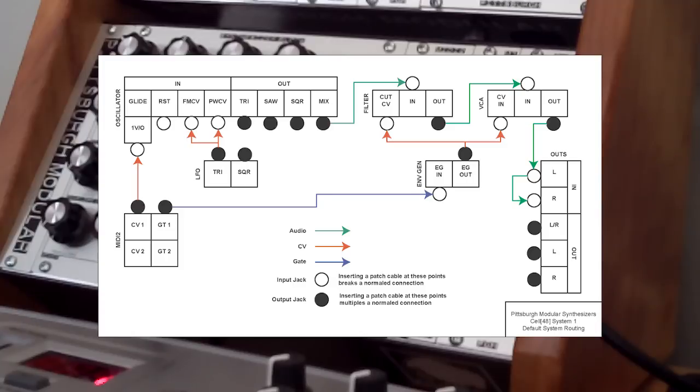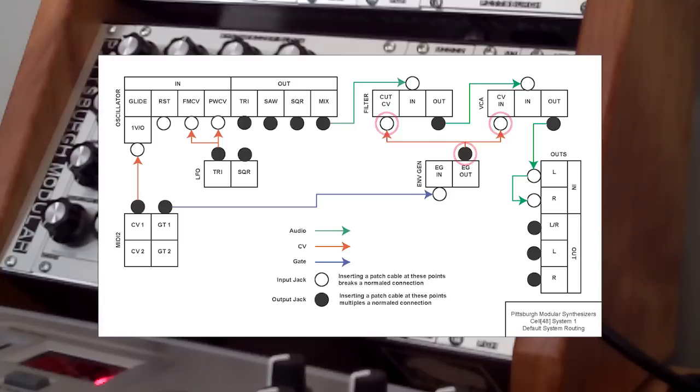MIDI note messages are converted to control voltages and gate signals by the MIDI 2 module. The resulting control voltage is routed from the CV1 output to the 1 volt per octave input of the oscillator, and the MIDI 2 gate 1 output is routed to the envelope generator input. The LFO triangle wave output is routed to both the frequency modulation CV input and the pulse width modulation CV input of the oscillator. The envelope generator output is routed to both the filter cutoff CV input and the VCA CV input.